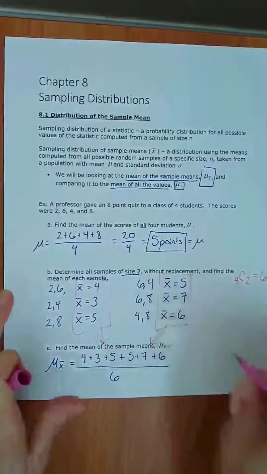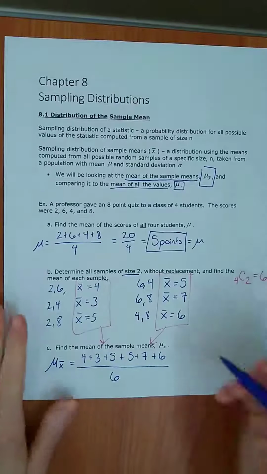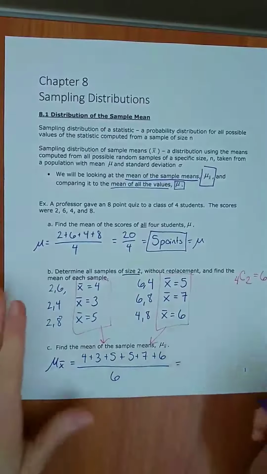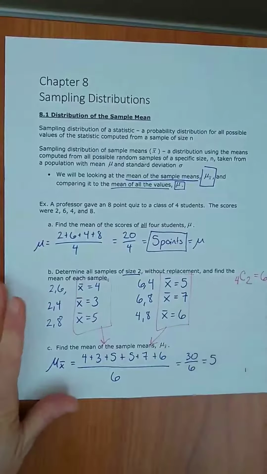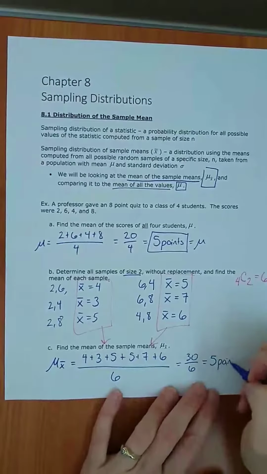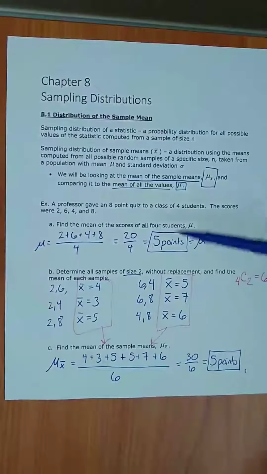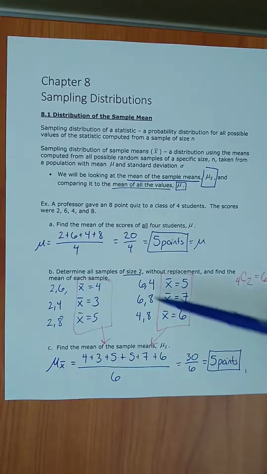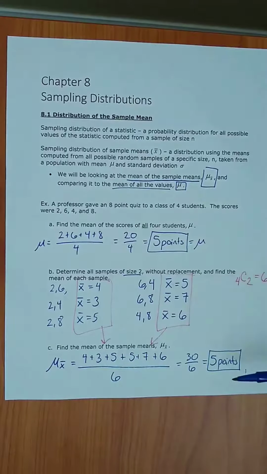So all these x bars are getting averaged. And let's see what we get. 30 over 6, which is 5. Okay. So that's the same as that 5 we got up there, right? So we just averaged all 4 scores, and we got 5. And then here we took groups of 2, and we averaged all those averages, and we got 5.